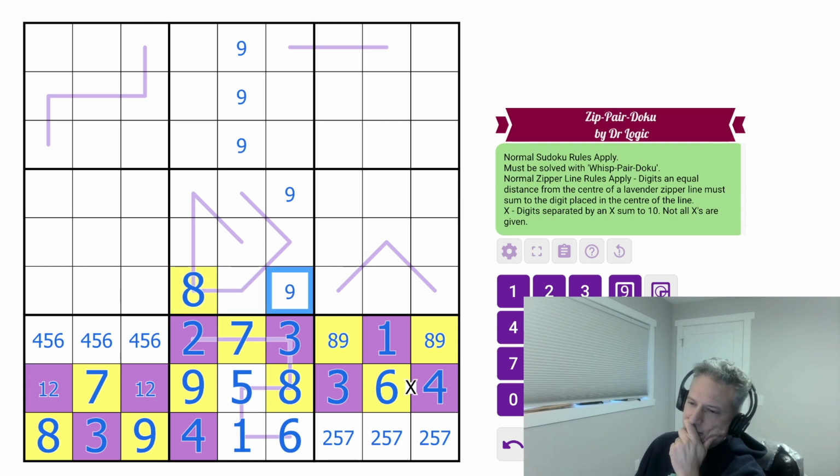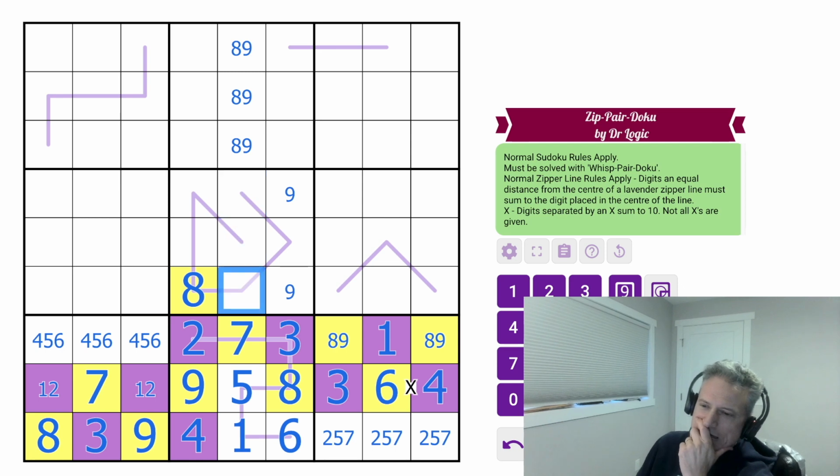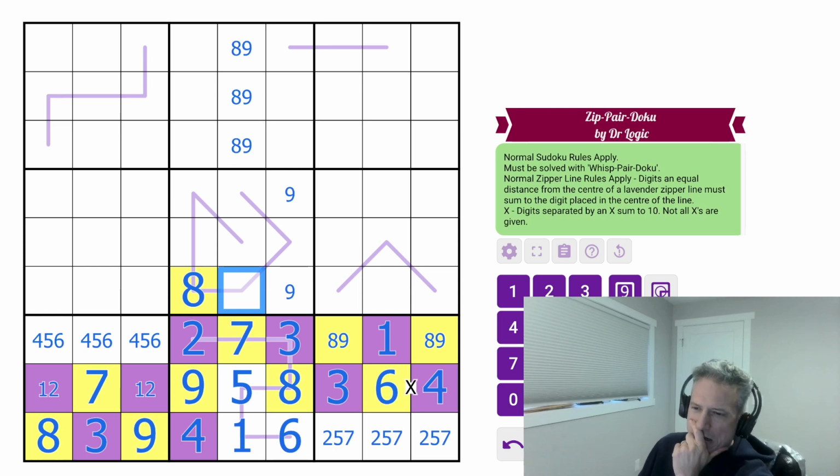Oh, interesting. 8 now also has to go in the center of box 2 there. What does that mean for this? If this was 1, this would have to be... that does tell me something, so I'll tell you this. In box 2, I know that cells, what is it?